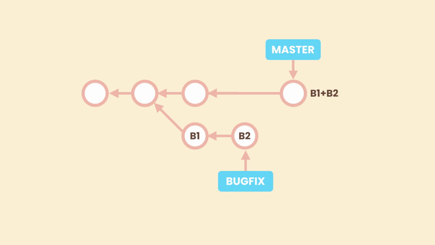Now, what you need to pay attention to here is that this new commit is not a merge commit because it doesn't have two parents. It doesn't have a reference to B2. It's just a regular commit that we have added on top of master. Now we're done with the bug fix branch, so we can delete it, and we are left with a simple, clean, and linear history.